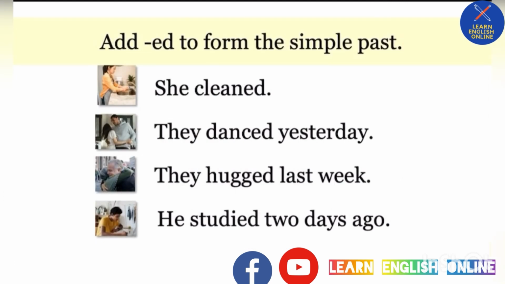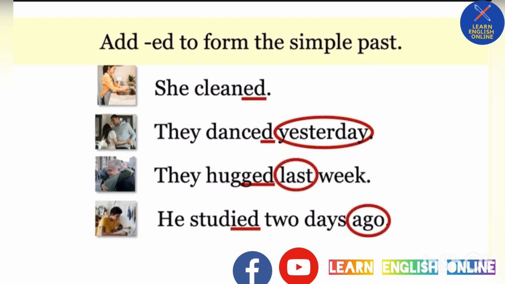Now you know, add -ed to form the simple past for regular verbs. She cleaned, they danced yesterday, they hugged last week, he studied two days ago. And you know that there are some spelling changes. A lot of times we add -ed, sometimes we just need the d, sometimes we double the consonant, and sometimes we drop the y and add -ied. You also know that yesterday, last, and ago are signal words for the past.